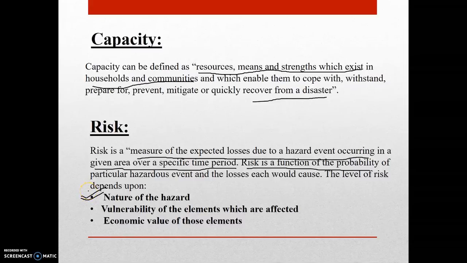For example, in earthquakes, large buildings fall down, etc. Then, the vulnerability of the elements which are affected. For example, in earthquakes, old buildings will be at more risk than new buildings or buildings with good construction. Next one is the economic value of these elements. So this is also a matter.